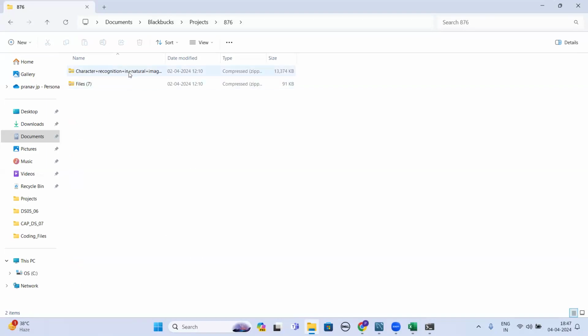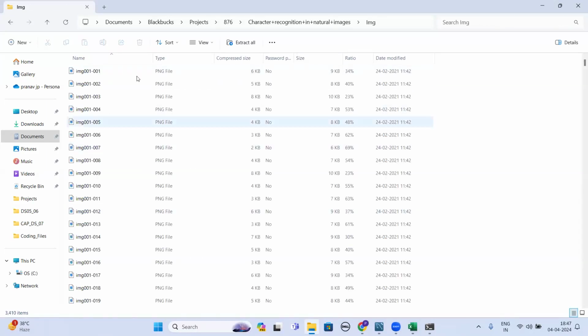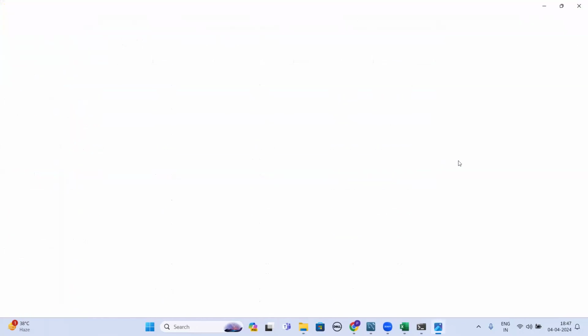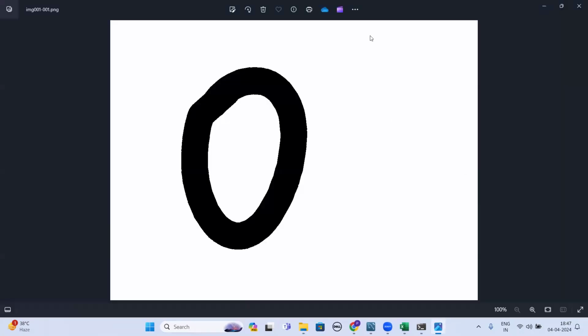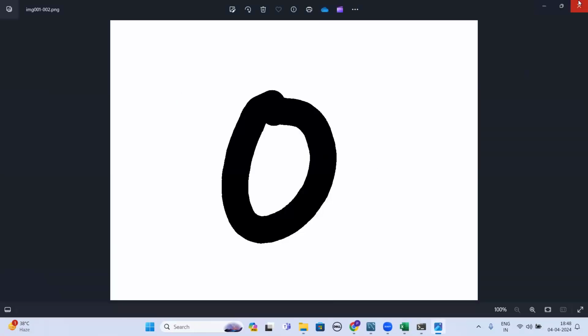876. So what basically happens over here is that you will get these many different images. You can have a look at the images. This is image number one. Like that you can have a look at all the images that are present over here.